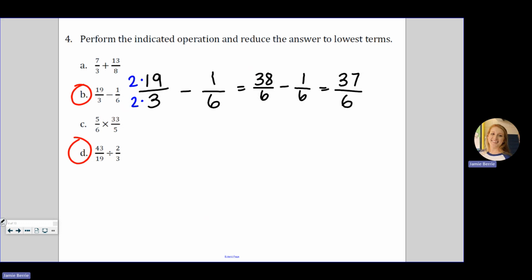And it says here, just reduce the answer to lowest terms. It doesn't tell us that we need to convert it to a mixed number or anything, so we can just leave it here. It wouldn't be wrong to convert it to a mixed number, but you just don't have to.